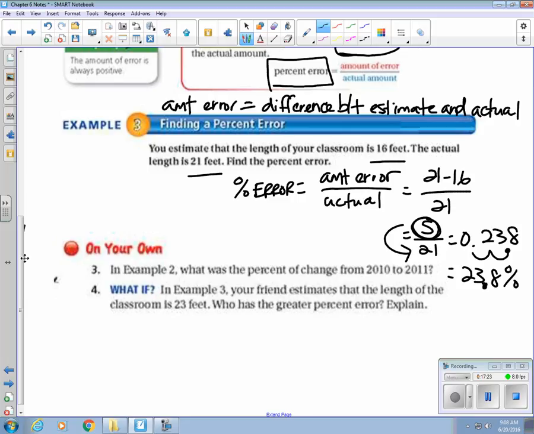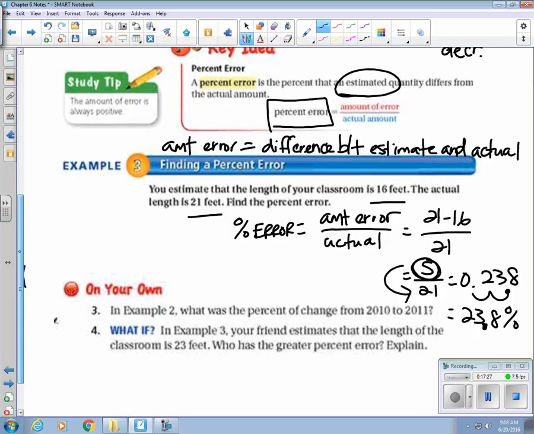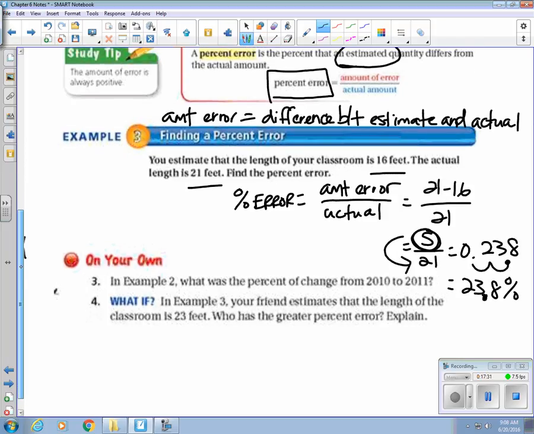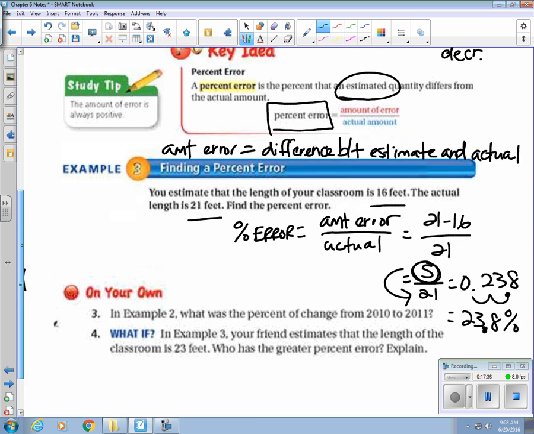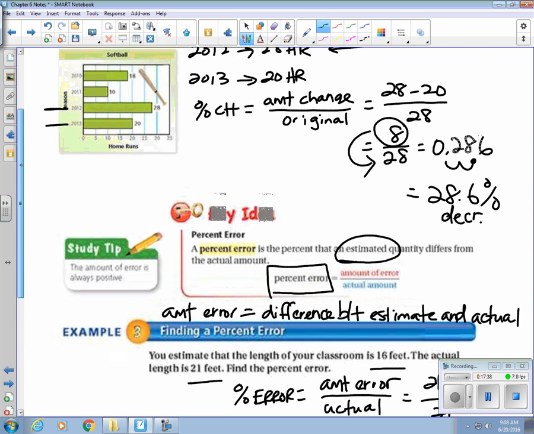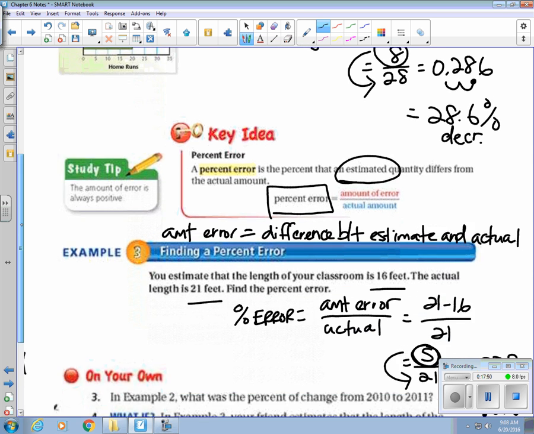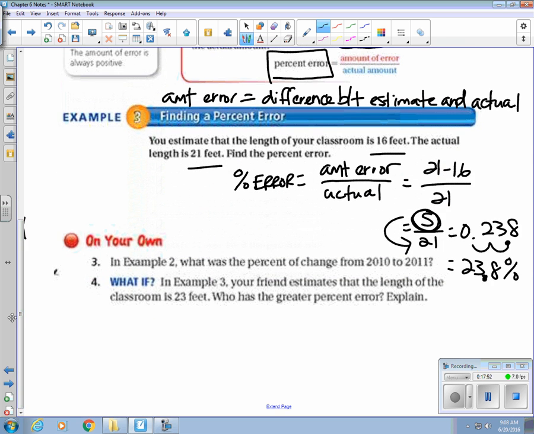Okay, so hopefully you've taken care of those. So if we take a look here, the first one refers to example 2. What was the percent of change from 2010 to 2011? So we're going to go up to example 2 and take a look at the bar graph. In 2010, there were 18 home runs. In 2011, there were 10 home runs. So I'm going to go ahead and record that information down.